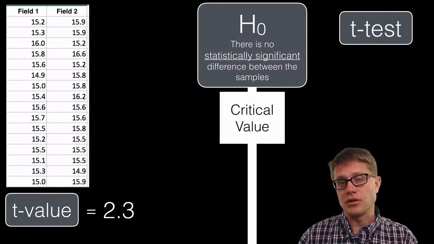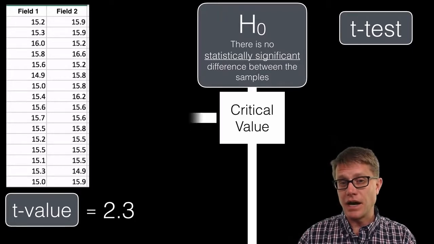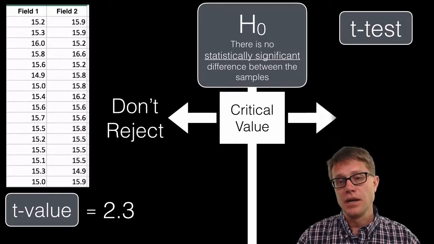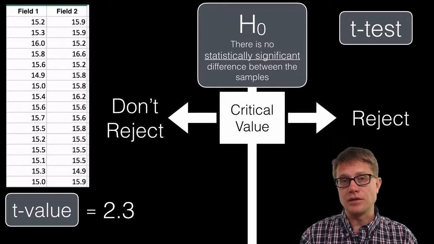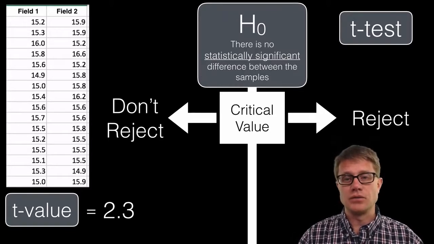You then identify a critical value, a number. If our t-value is lower than that, then we don't reject our null hypothesis. But if we get a t-value that's higher than the critical value, then we reject our null hypothesis. There must be an alternate hypothesis. There could be something going on between these two fields.